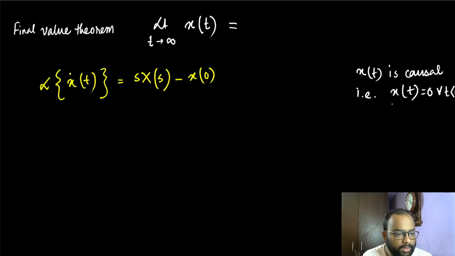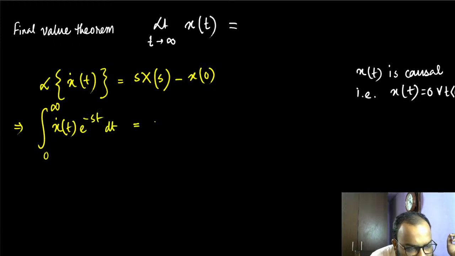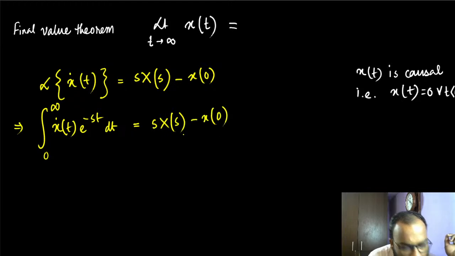Now what is the definition of the Laplace transform here? Since x(t) is a causal signal, its derivative is also a causal signal, obviously. As such, the definition of the Laplace transform would be the integral of x dot t times e to the power minus st dt, and on the right hand side I have sX(s) minus x(0). Not a problem, I hope.